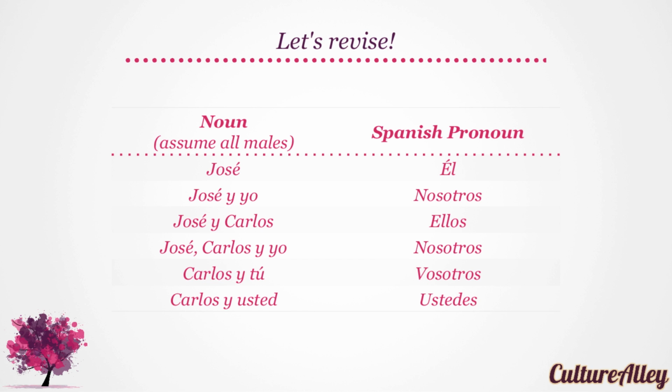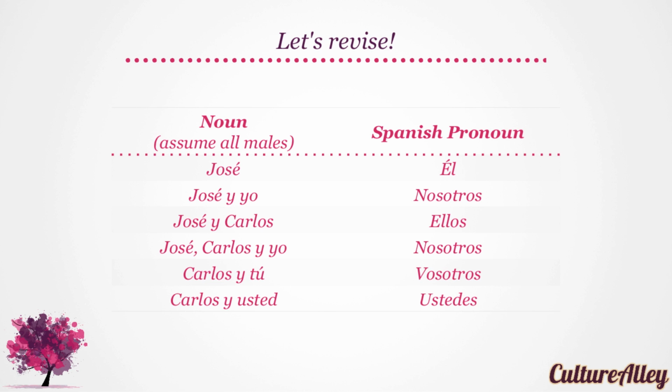Now, let's revise with some more examples, and let's assume male gender for all of these. So, for José, we use él, which means he. For José y yo, we use nosotros, which means we. José y Carlos will be referred to as they, which becomes ellos. Now, José, Carlos y yo, which means José, Carlos, and I, will be referred to as we, or nosotros. Did you get that right?